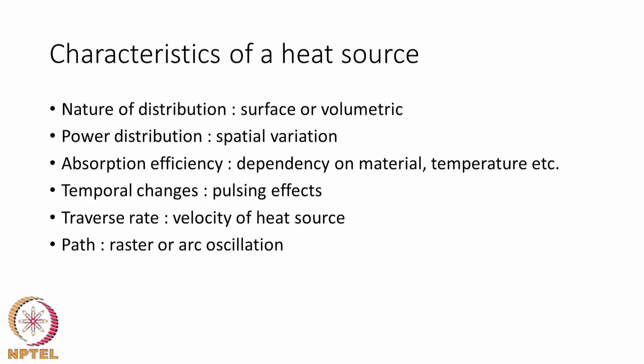So, it is important to know whether the heat source that we are looking at is a surface heat source or a volumetric heat source. And then the power distribution in terms of the spatial variation should be available to us. In other words, it should be a function of either x-y or x-y-z, as the case may be for surface or volumetric heat source. It is also sometimes possible that the variation may be with respect to the material also. So, there are situations where the absorption of the heat source on the material depends on the material, the temperature of the material, etc.